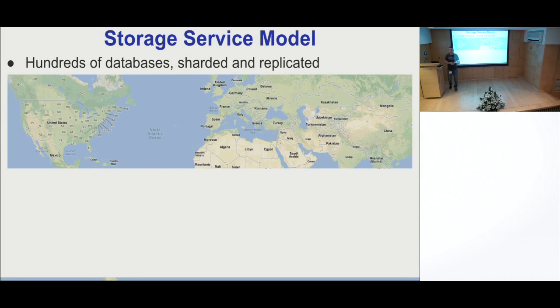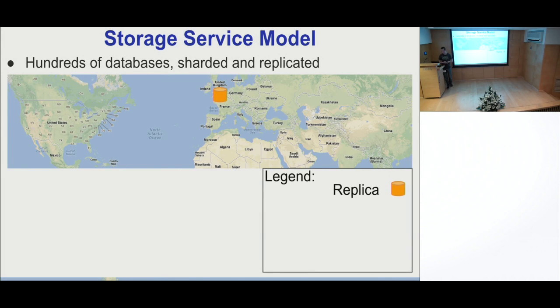So in this talk, I'm going to assume a very common storage model where you have a transactional database that is sharded, and each partition is separately replicated, potentially across the world. So the orange here is one replica, and it's replicated potentially all over the world.